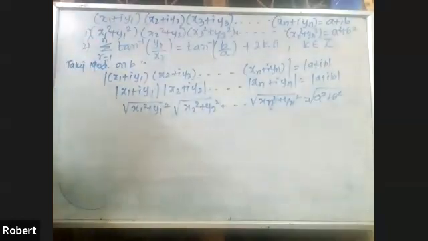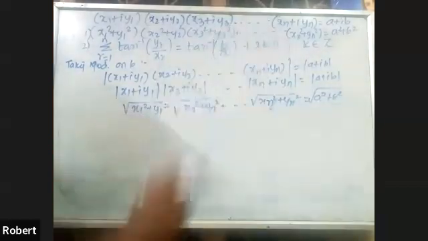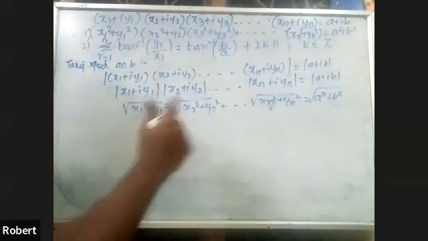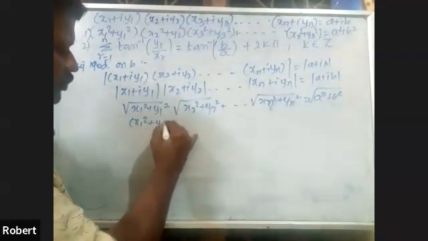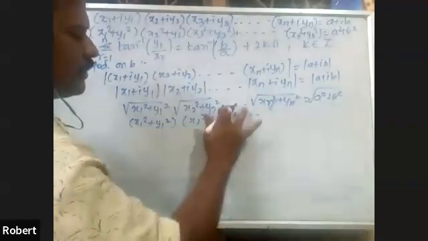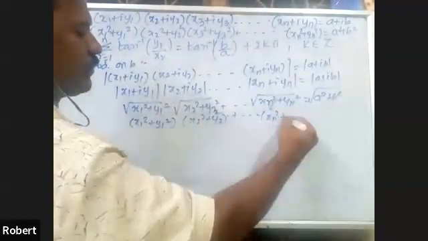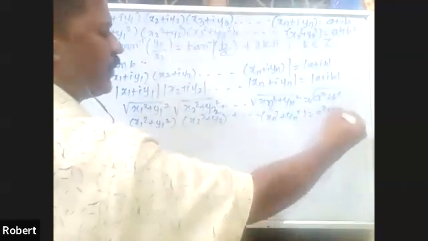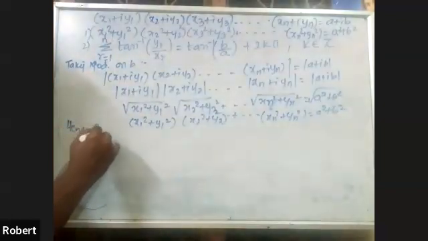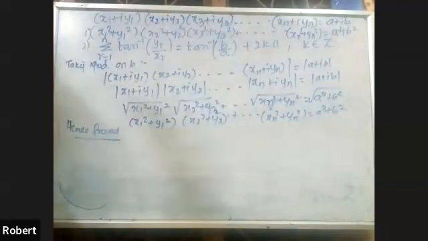Now we have to prove that x1 square plus y1 square, x2 square plus y2 square, and so on, is equal to a square plus b square. Squaring on both sides, the square root will be removed. We get x1 square plus y1 square into x2 square plus y2 square, and so on up to xn square plus yn square, is equal to a square plus b square. Hence the first proof is proved.